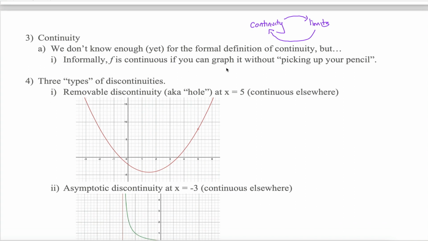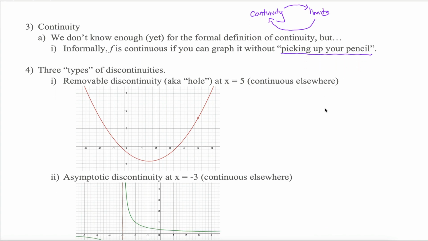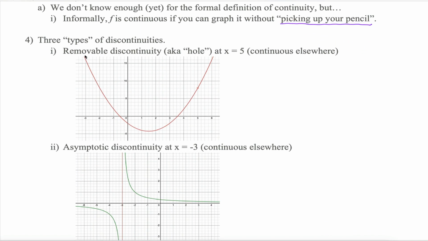Informally, a function is continuous if you can graph it without picking up your pencil. I know that sounds really weird, but what I mean is in this graph here, if you were trying to draw it, you'd be totally fine drawing this part of the graph. You'd get over to here, and then at this point right here, you'd have to stop. Because that open circle is not part of your graph. You'd have to pick your pencil up and then put it back down on the other side of that open circle and draw the rest of your graph. You can't draw the entire thing without picking up your pencil, therefore the function is discontinuous.